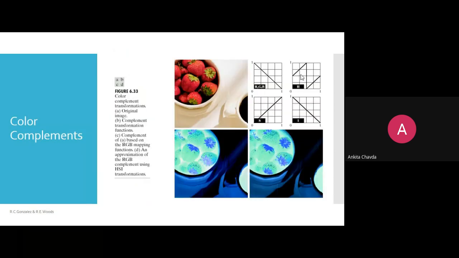Very similar to that. But if it is about the HSI, you can check this. S will be the same, saturation will be the same. What about H? It will behave like this, right? And I is again exactly opposite to whatever the original one is, because we just need to change intensity only, but here H will also get changed. See, this is what is given.